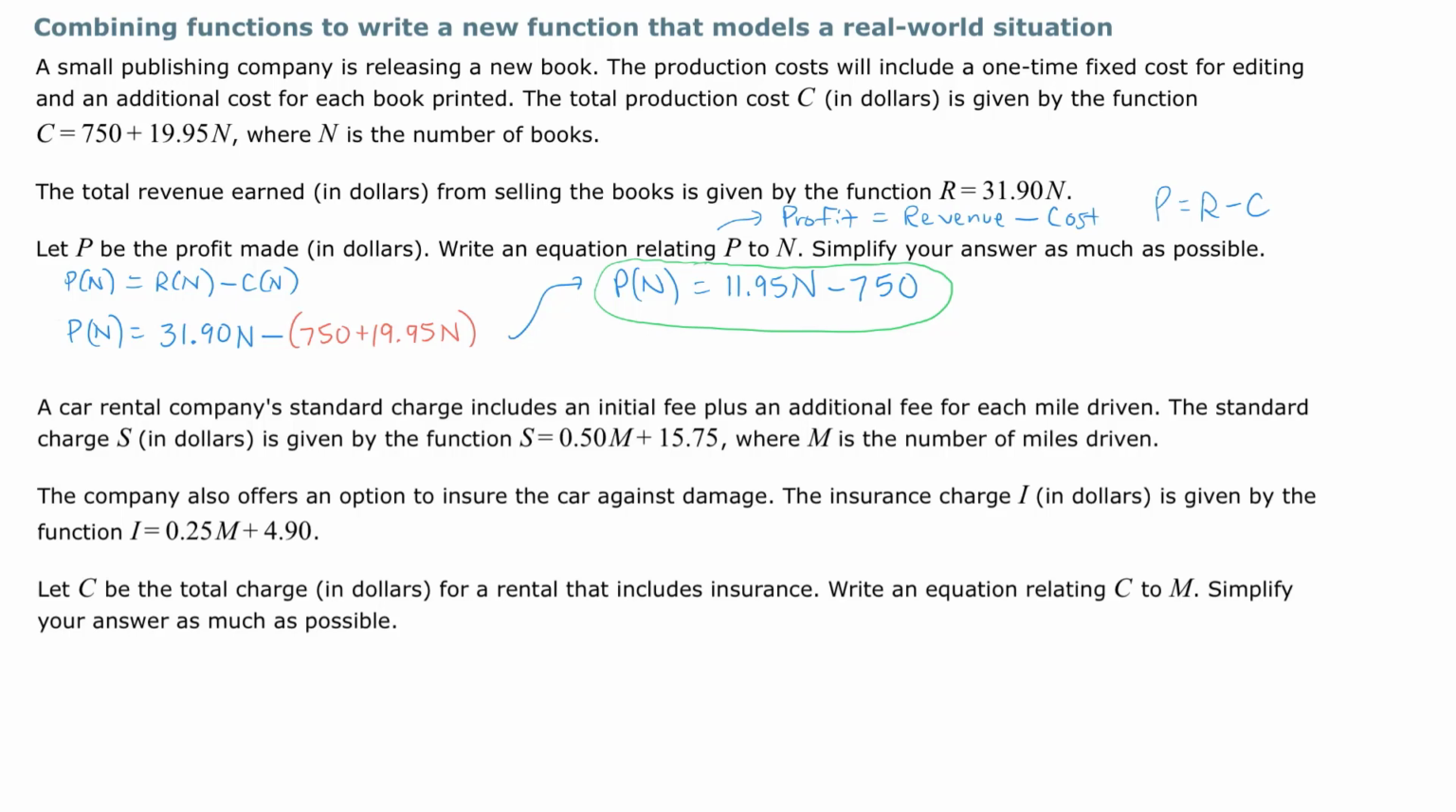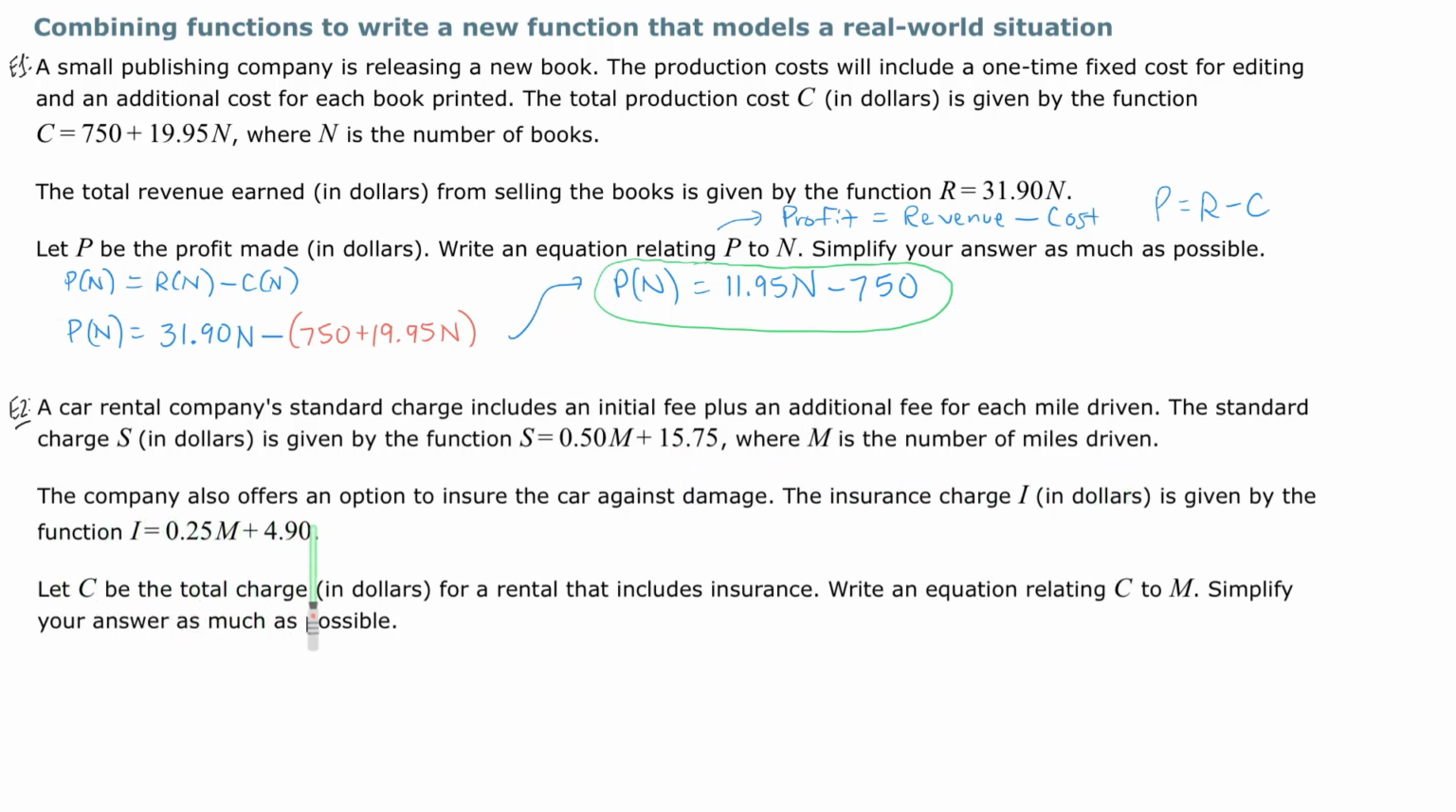Let's look at example 2. Example 2, it talks about cars and renting cars. A car rental company's standard charge includes an initial fee plus an additional fee for each mile driven. The standard charge, S, in dollars, is given by a function S is equal to 0.50 times M plus $15.75, where M is the number of miles driven.